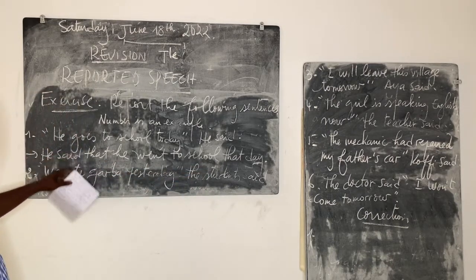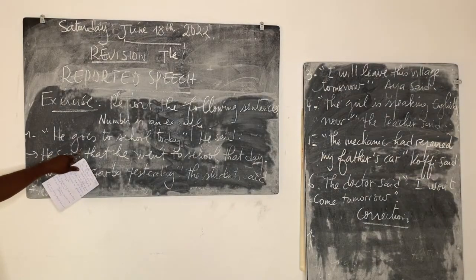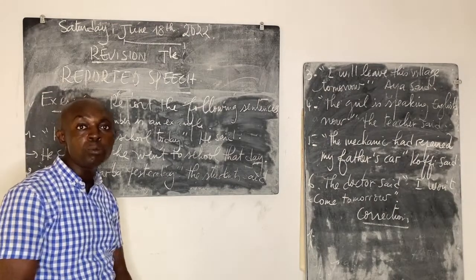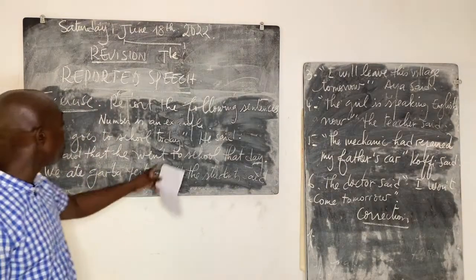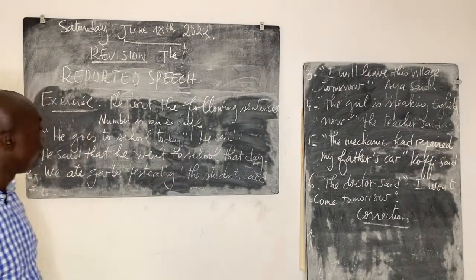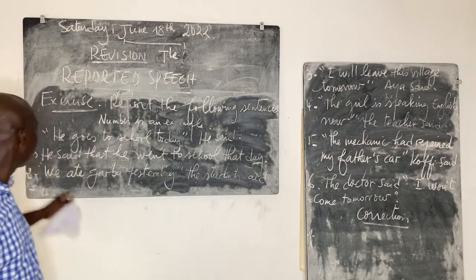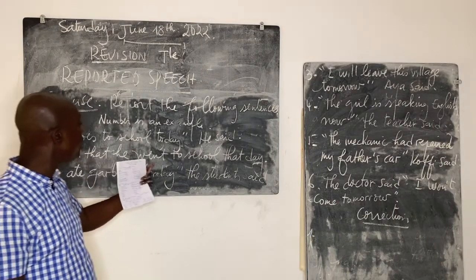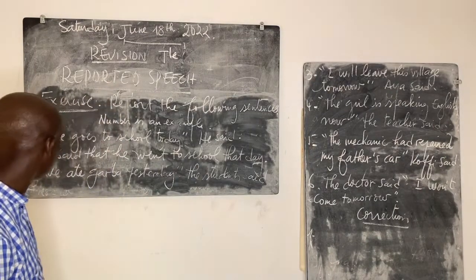So, as you notice, the verb in direct speech is in the present simple. And as we said, this present simple becomes the past simple. And here we also have the adverb today. The today becomes that day. So the sentence in the reported speech is, he said that he went to school that day.